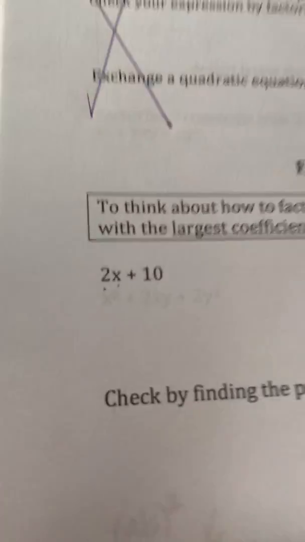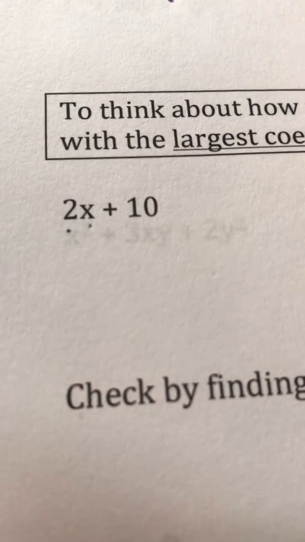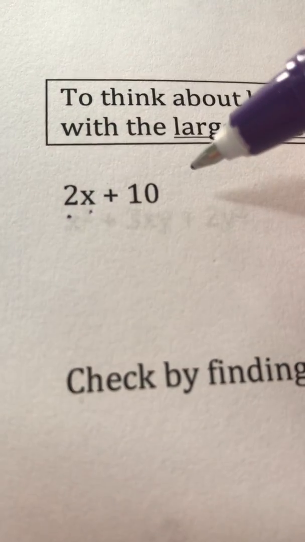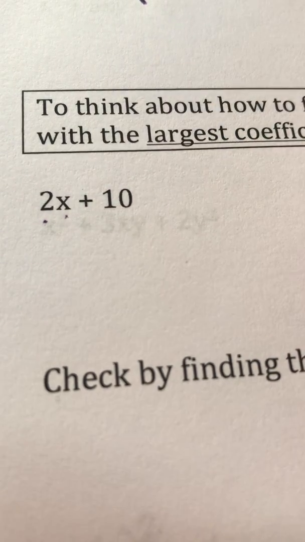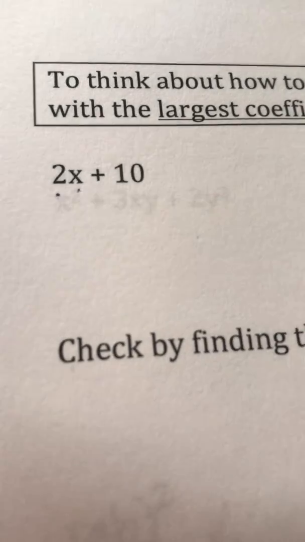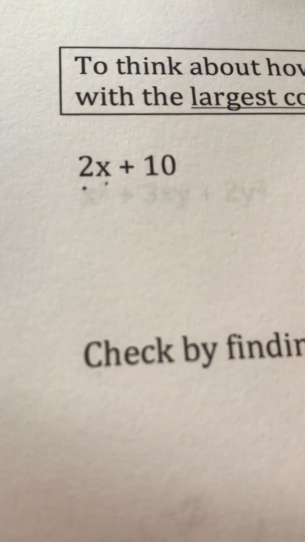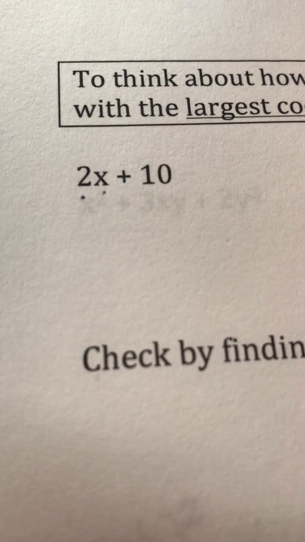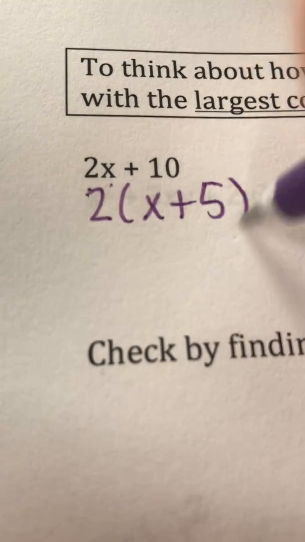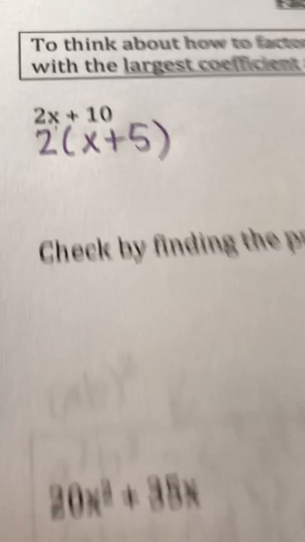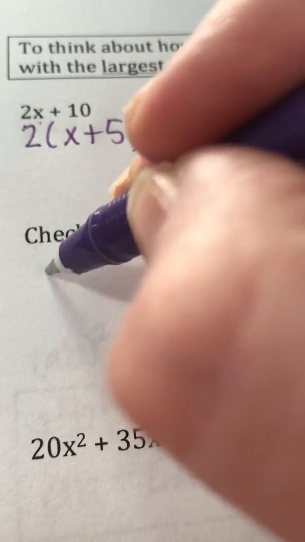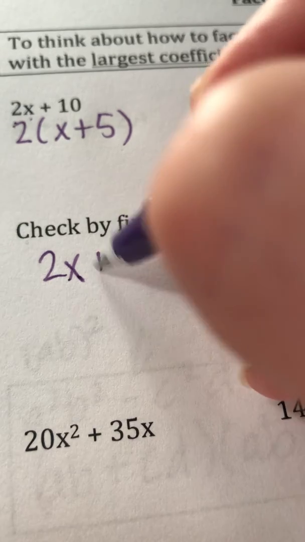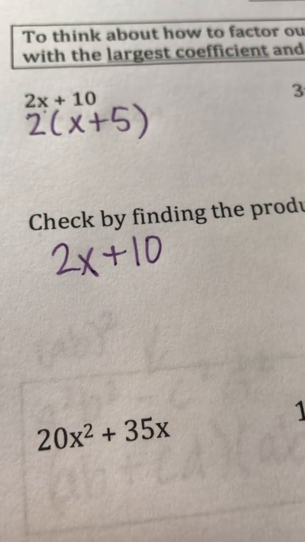So that means the largest coefficient and the largest variable to the highest degree that we can factor out of each part, okay? So if we look at this first one, 2x plus 10, I see that x is only in the first term here, so I know I'm not going to be able to factor out an x. But I'm looking at my 2 and my 10, and I know that they both have a factor of 2. So I can factor out a 2, and I'm left with x plus 5. Now I can check this by finding the product. 2 times x is 2x, 2 times 5 is plus 10.